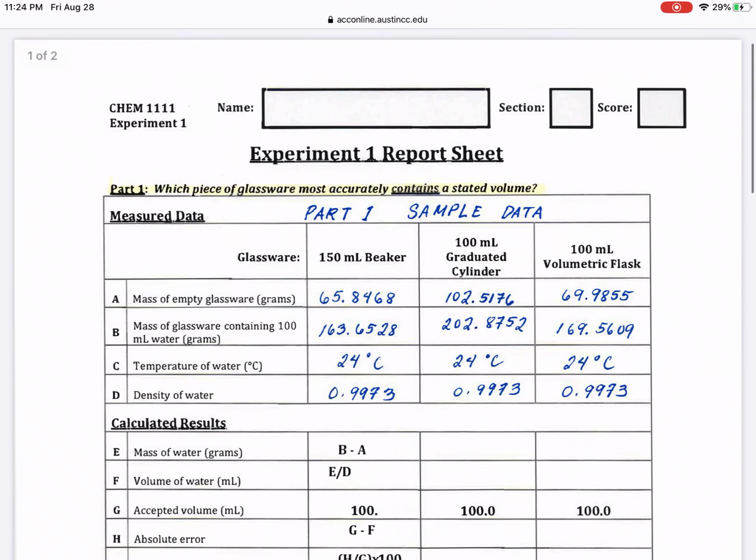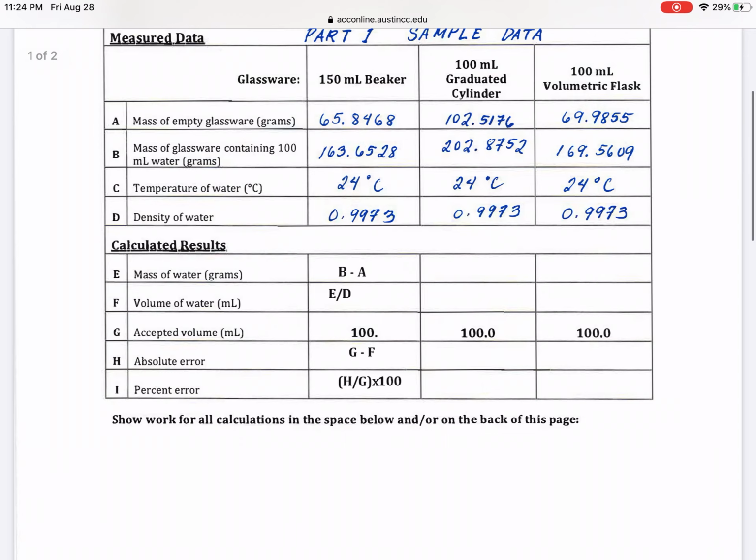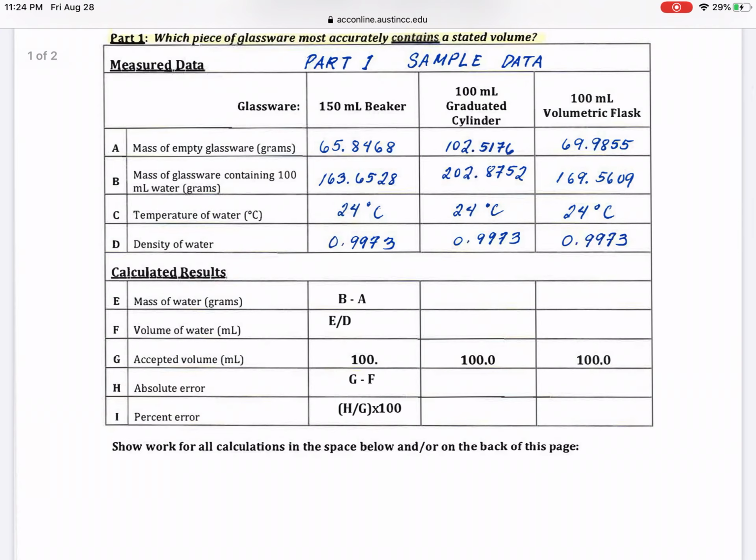Okay, and then for the experiment 1 report sheet, the data obtained from the virtual lab is given here, and I have also written down in the calculated results what you're supposed to do to get the calculations for E to I done properly. The mass of the water is going to be B minus A. What that means is, on row B, the 150 milliliter beaker, 163.6528, you subtract A from B. So B minus A will give you the mass of the water.